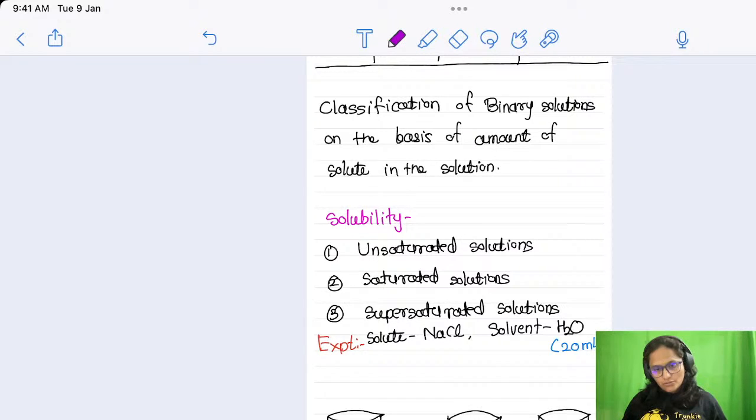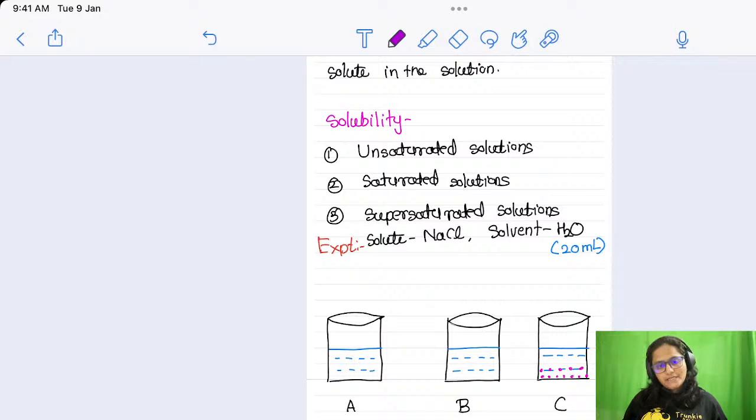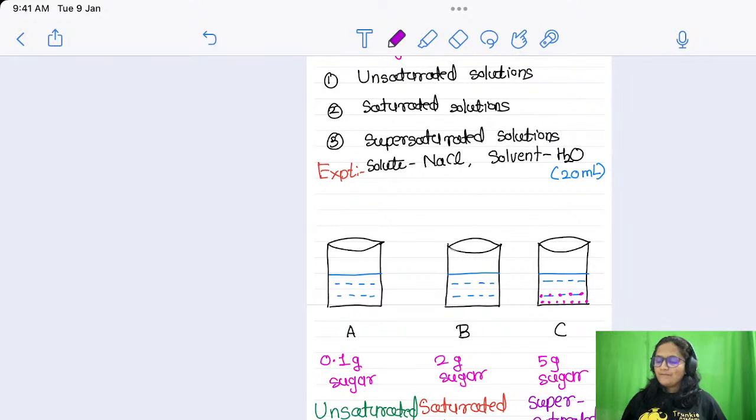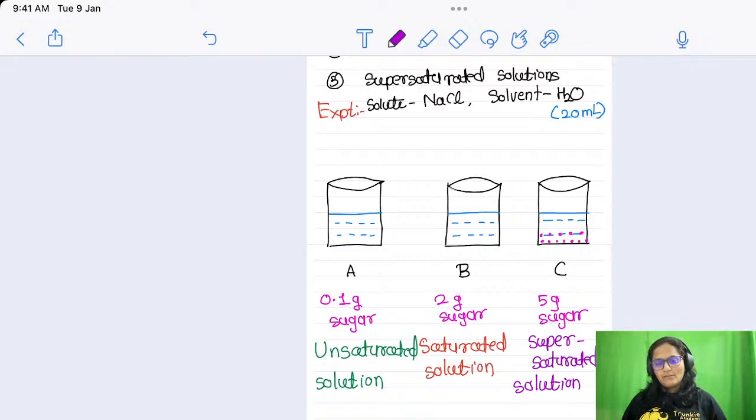So we have learnt about solubility. The three types are unsaturated, saturated and supersaturated solutions. So we have seen one experiment in which NaCl is the solute and water is solvent. I have taken a fixed amount of water, that is 20 ml.